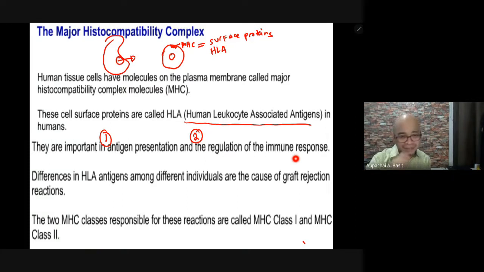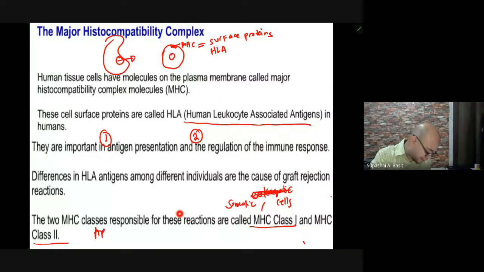Remember that there are two types of MHC. We have the MHC class 1 and MHC class 2. Actually, there are three, but for today we will just be concentrating on two classes, MHC class 1 and MHC class 2. MHC class 1 is mostly found in somatic cells. All cells of our body have the MHC class 1, except for the antigen-presenting cells, because they have the MHC class 2.